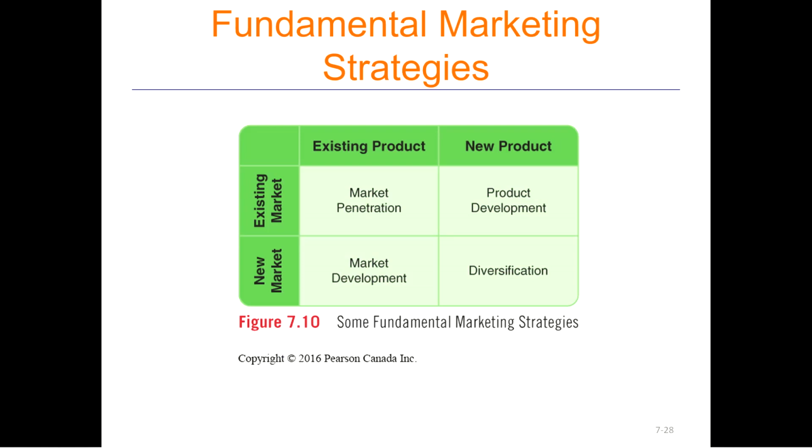Product development is a new product in an existing market. You also have market development, which is an existing product in a new market, and diversification, a situation in which a company invests its resources in a totally new direction. This is where you've got a new product and a new market. So for your company that you have chosen, which of these 4 strategies would you think is being implemented?